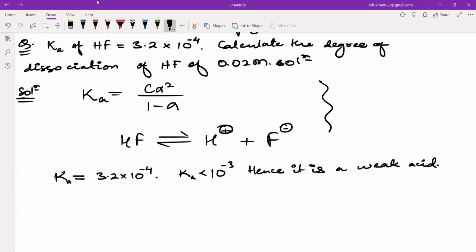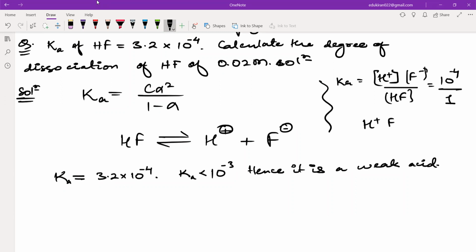Also, you can compare this. Ka is the concentration of H plus times the concentration of F negative divided by the concentration of HF. So this is equal to 10 to the power minus 4, ignoring the 3.2. If you reciprocate this, HF divided by H plus F negative is 1 upon 10 to the power 4. This is the meaning of Ka.